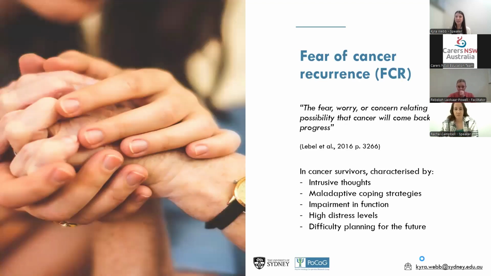Just to give a little background about fear of cancer occurrence, this has been a really well-defined construct in people living with and beyond cancer. We define this as the fear, worry, or concern relating to the possibility that cancer will come back or progress. As there's been a lot of research done in people living with cancer, we know that fear of recurrence is characterized by intrusive thoughts about the cancer coming back or progressing, maladaptive coping strategies such as requesting additional scans, or conversely avoiding medical appointments altogether, impairment in function, high distress levels, and difficulty planning for the future.